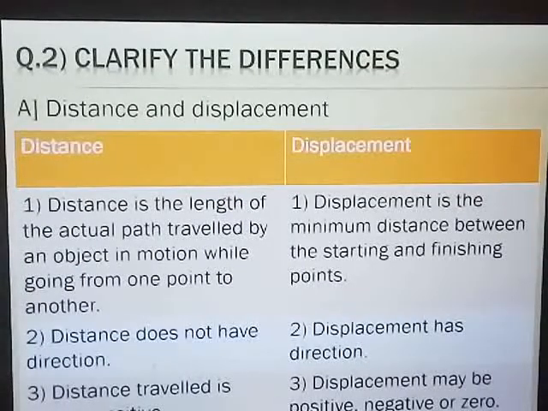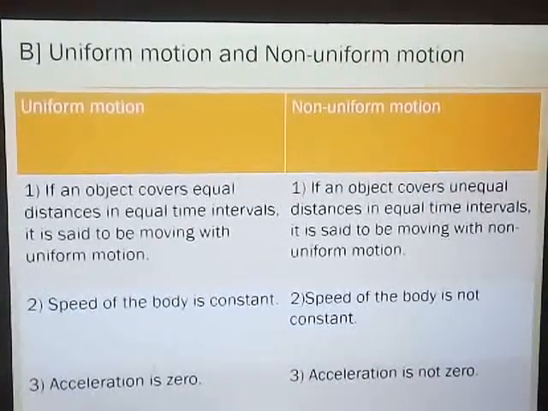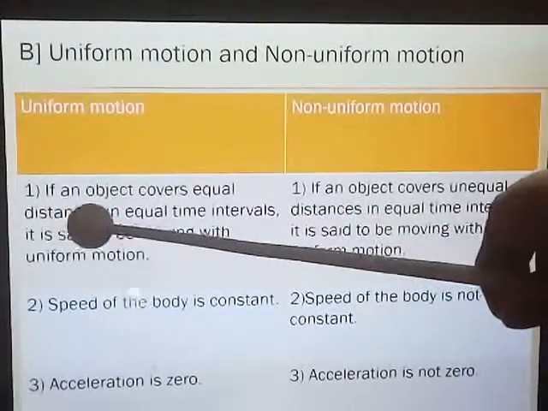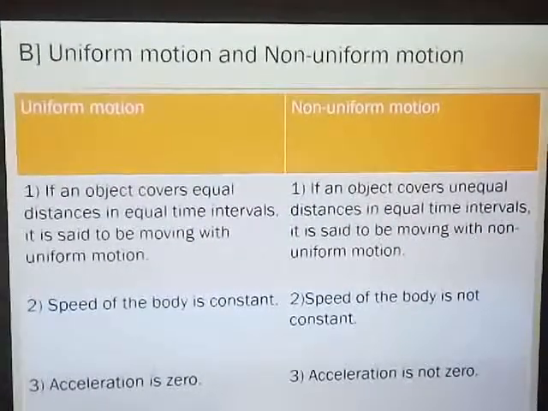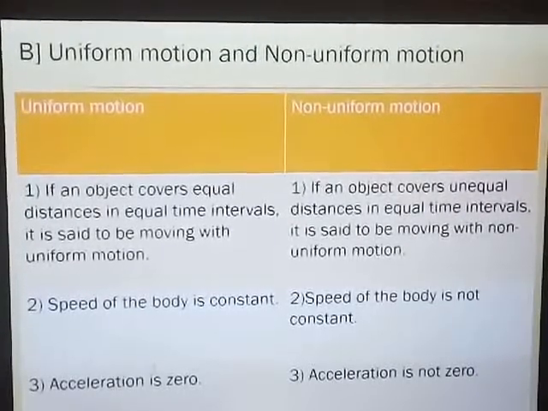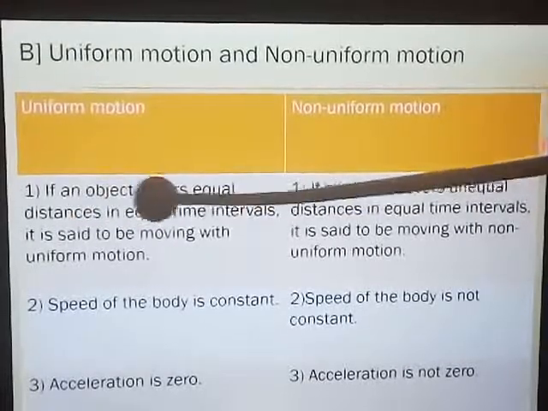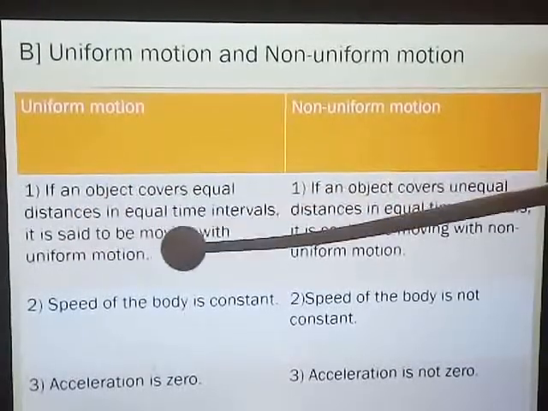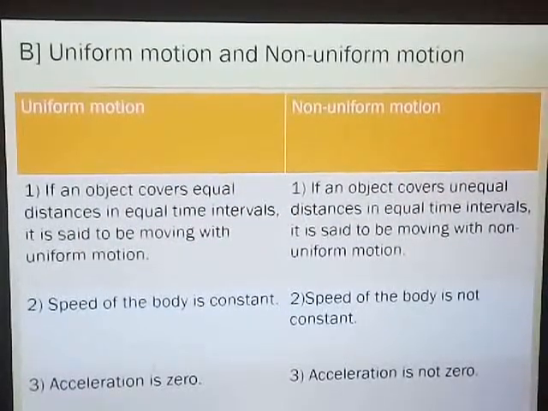We move on to our next question, that is distinguish number 2, uniform motion and non-uniform motion. If an object covers equal distances in equal time intervals, we had seen the example of Amar, Akbar and Anthony while discussing the table, where we had discussed what is uniform and non-uniform motion. So that same definition you are going to write as point number 1. If an object covers equal distances in equal time intervals, it is said to be moving with uniform motion.